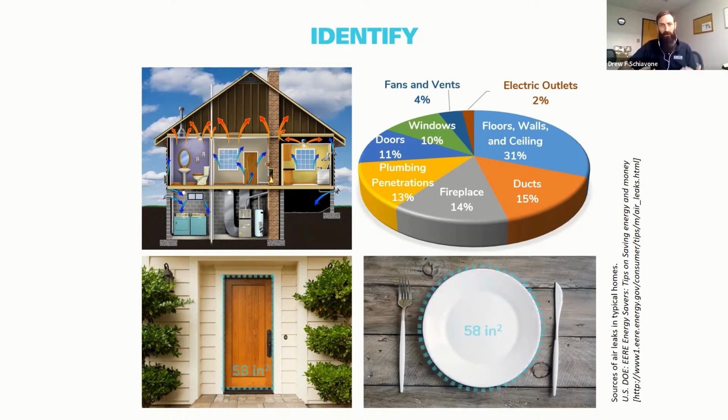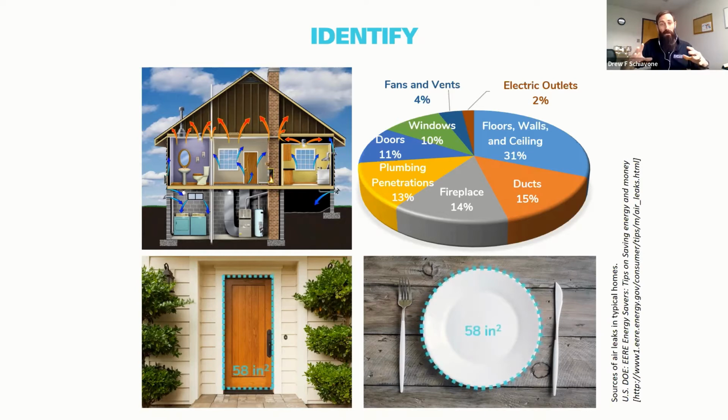And so what I did here is a quick estimate of, I think, a 1/4 inch gap around the perimeter of the door, and a 1/4 inch is about 1/2 centimeter. So it's not very much space, but just a 1/4 inch gap around the door frame. If you look at the whole top, bottom, left and right of that door frame, if you have that 1/4 inch all the way around, that's about 58 square inches, about the same size as a dinner plate.